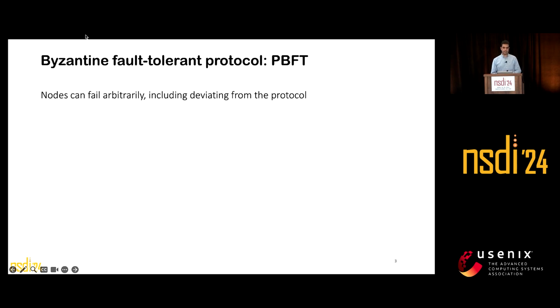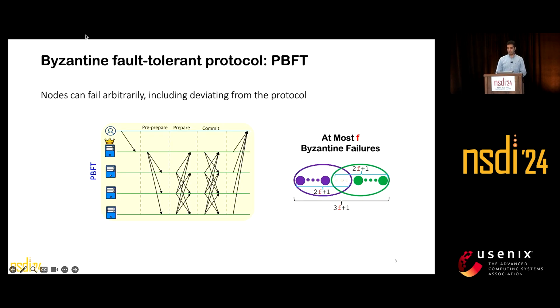But there is a more interesting failure model, which is Byzantine. In a Byzantine failure, a node can fail arbitrarily and potentially behave maliciously. The gold standard for Byzantine fault-tolerant protocols is PBFT. PBFT runs in 3 phases of communication, 2 of them having O(n²) complexity. And assuming that we want to tolerate at most f failures, PBFT requires 3f+1 nodes.